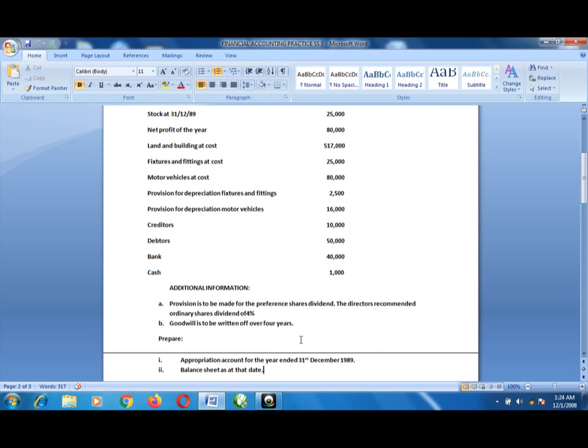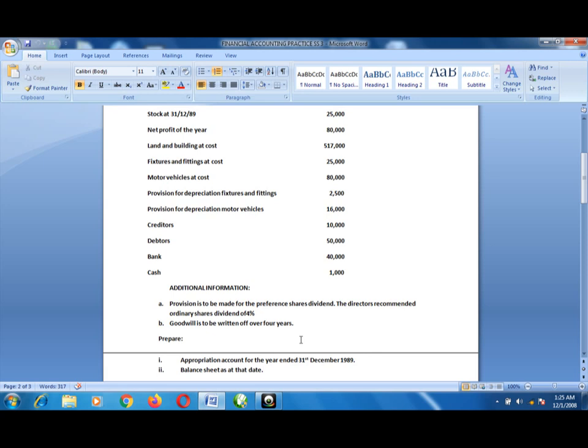And after, you are given that the goodwill is to be written off over 4 years. That is, the value of the goodwill under the major body of the question will be divided by 4. That's 4 years. Like this one, you have 20,000 divided by 4 will give us 5,000. That is, the 5,000 will be written off the first year, 5,000 second year, 5,000 third year, and 5,000 fourth year, when the value of the goodwill will now be equal to 0 at the end of the 5th year.